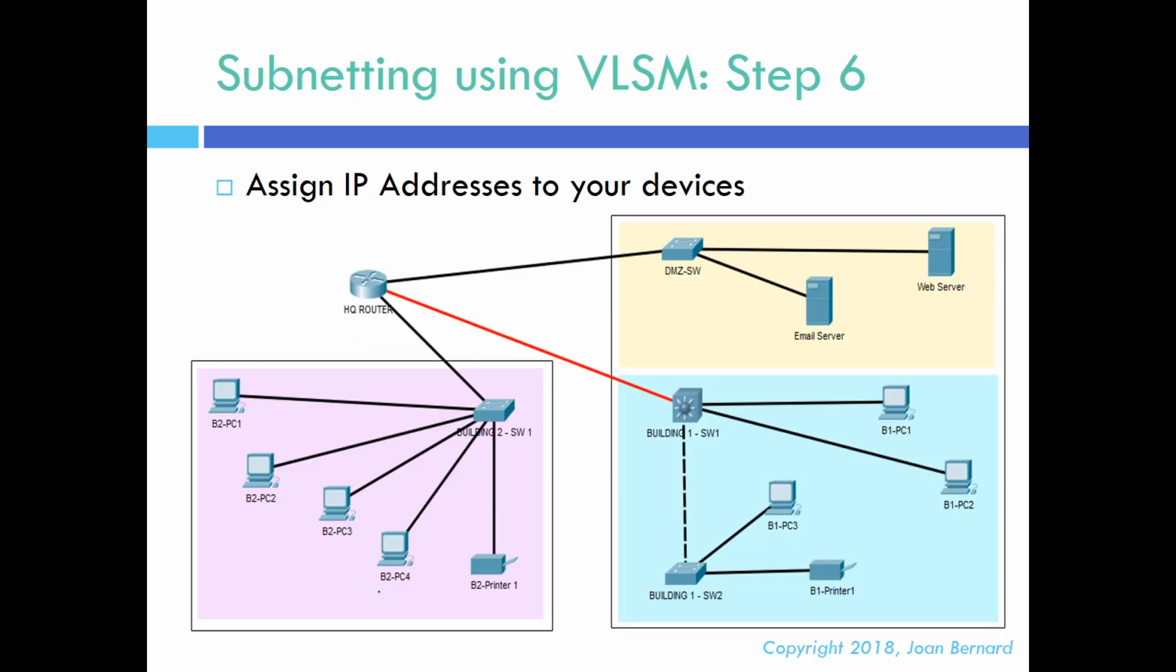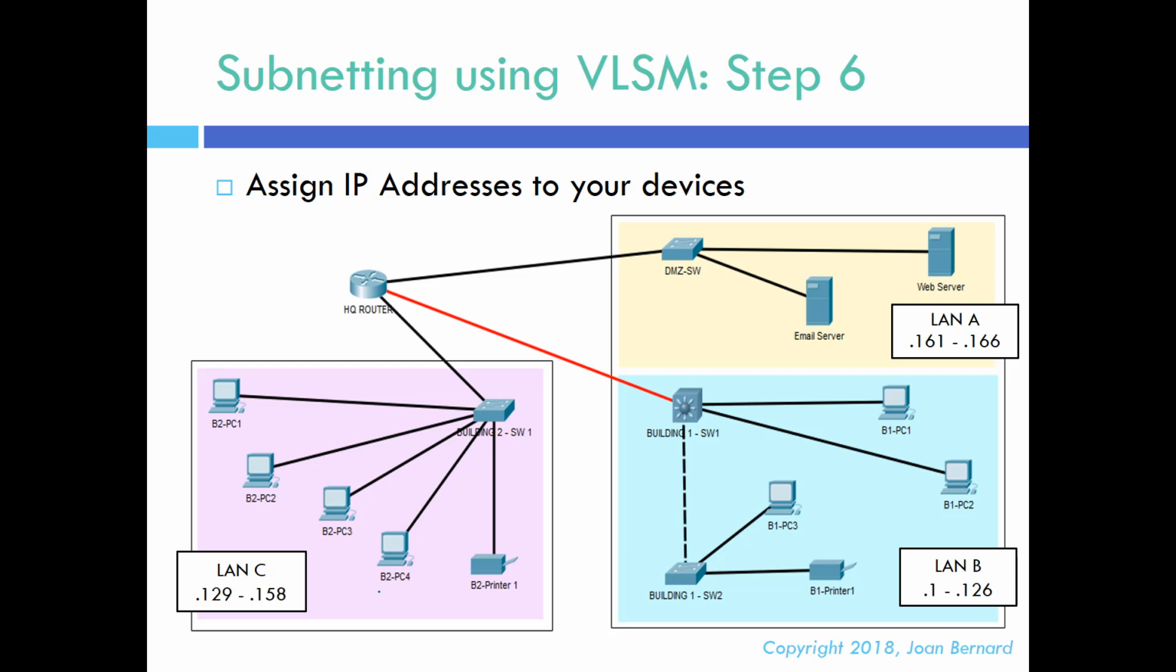All right. Step 6, the final step really, is if we were actually going to take our table and apply it. So we've made the plan, and this would be how we work the plan. So we would assign IP addresses to our devices. Remember LAN A, as just a review, those are the host IPs, 161 to 166. LAN B was from .1 to 126, and LAN C was from .129 to 158.